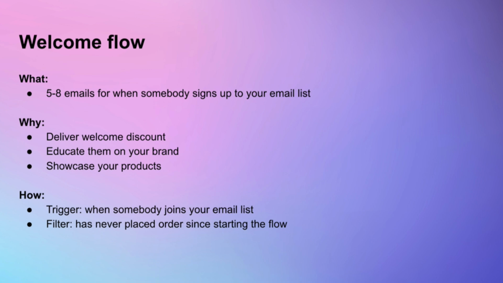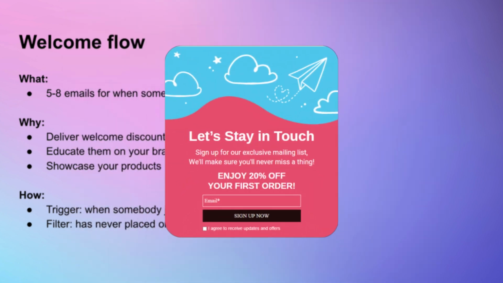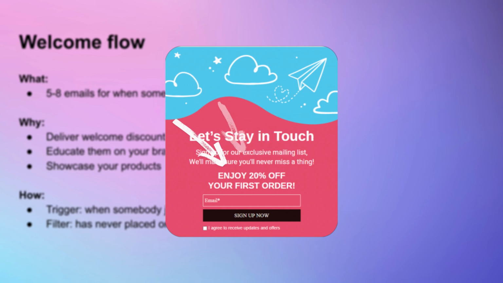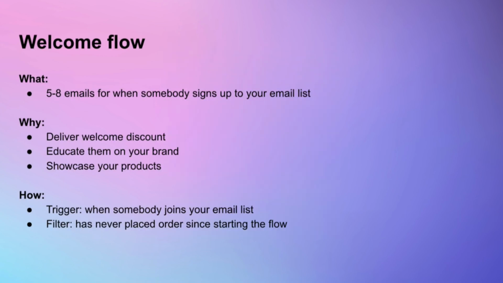Why do we have it? What we want to do here is to deliver on the promise that we have in the pop-up, for example. Probably in the pop-up, you will have something like get 10% off your order if you subscribe to our email list. So deliver that welcome discount in that first email. You want to educate them on your brand, and you also want to showcase your products. So how do we set up this flow? The trigger is when somebody joins our email list. And the flow filter will be that they have never placed an order since starting this flow.